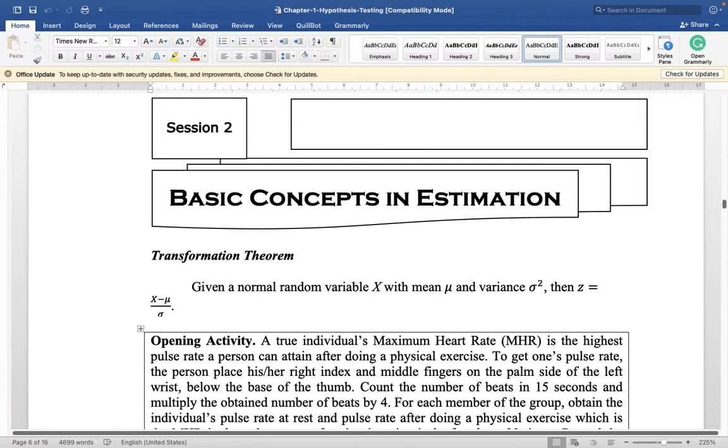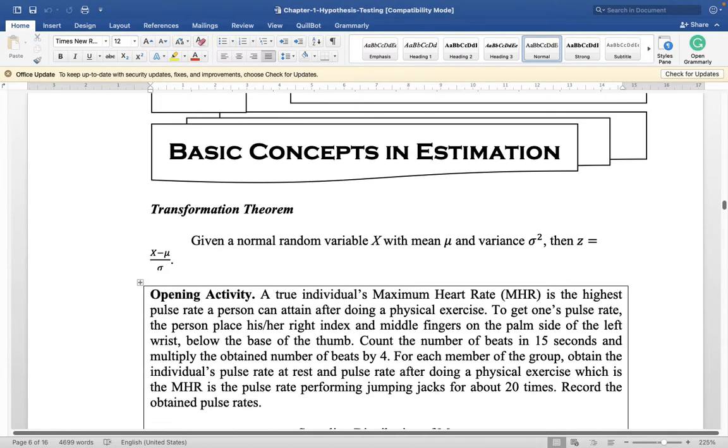Welcome to our lesson number 2, or session 2, the basic concepts in estimation. So the first topic is the transformation theorem. Given a normal random variable x with a mean mu and variance sigma squared, then z is equal to x, which is the observed score, minus mu, all over sigma.